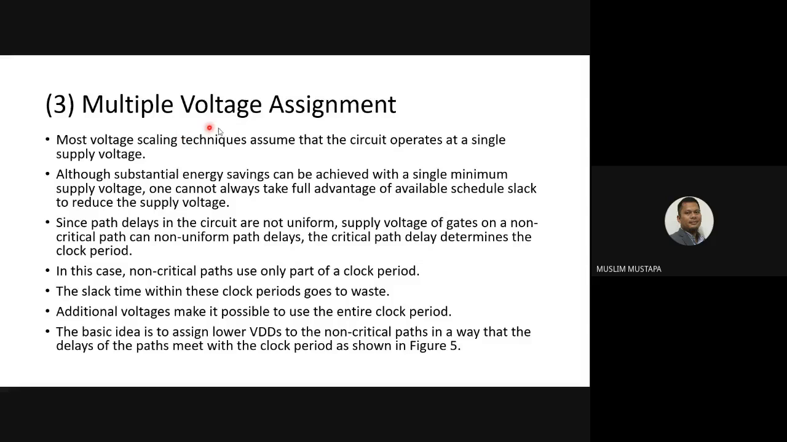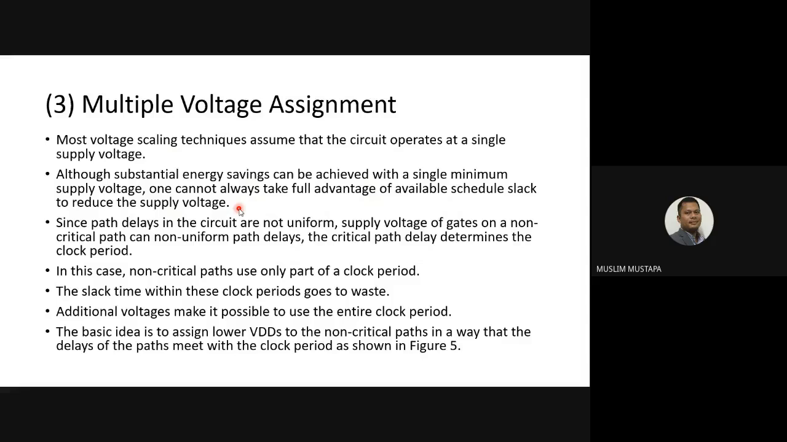Alright, if you look into multiple voltage assignment, most voltage scaling techniques assume that the circuit operates at a single supply voltage. Of course, the easiest way is you just connect one single supply voltage and pump it out to all the circuitry, right? Although substantial energy saving can be achieved with a single minimum supply voltage, one cannot always take full advantage of the available schedule slack to reduce the supply voltage. If you have only a single supply voltage and you reduce it, of course, it's going to affect the circuit, right?